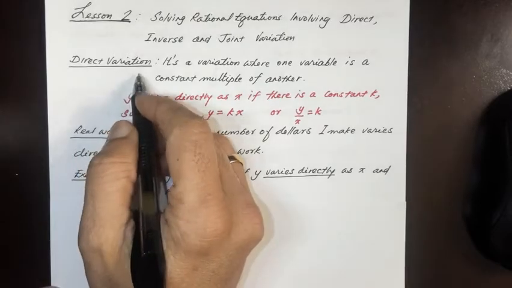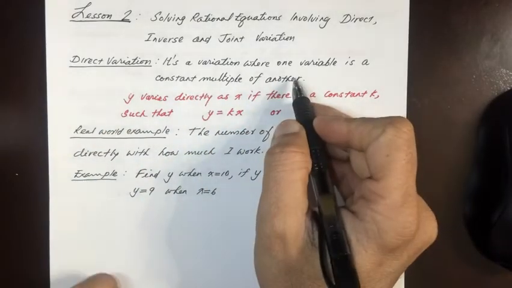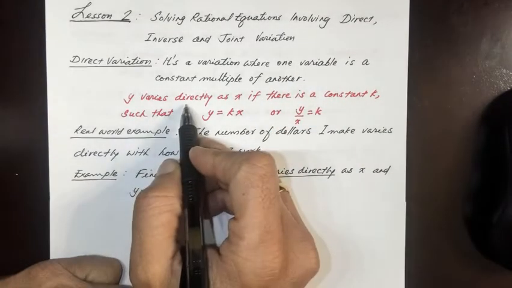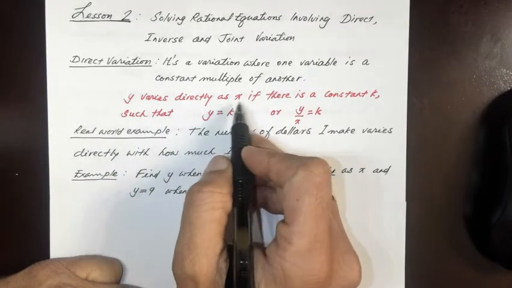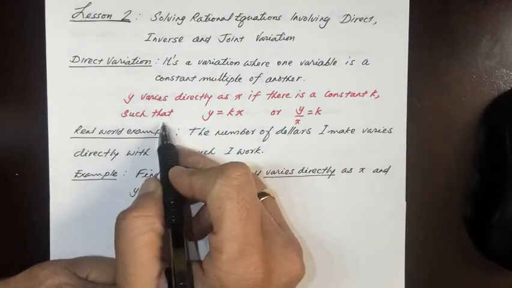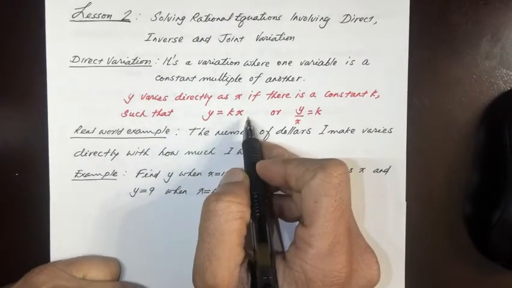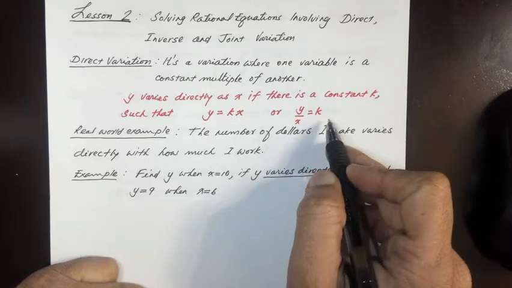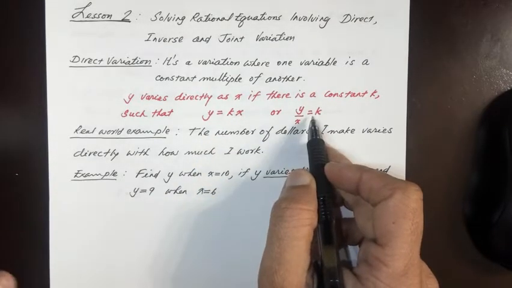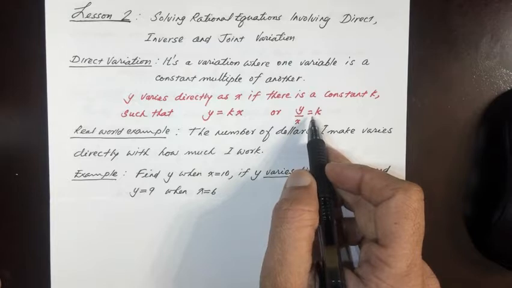Direct variation. It is a variation where one variable is a constant multiple of another one, or y varies directly as x if there is a constant k such that y equals kx, or y over x is equal to k. These are the two relations that we are going to use for solving these problems related to direct variation.